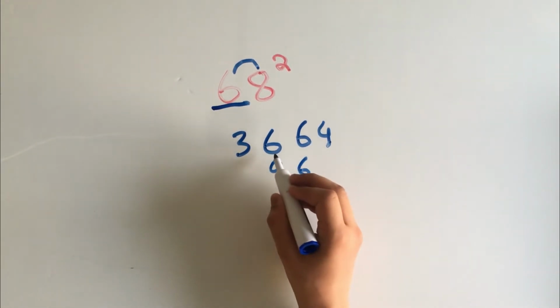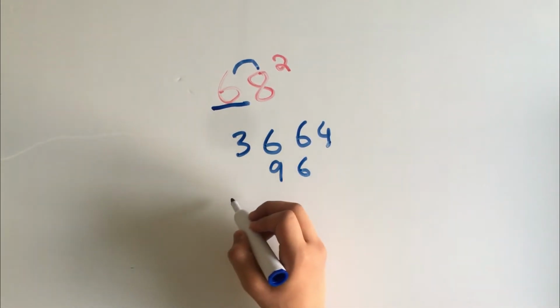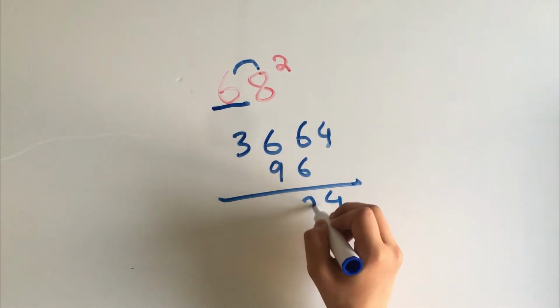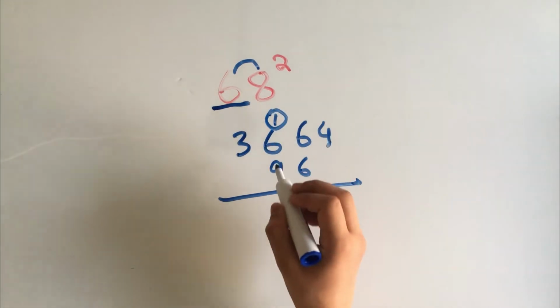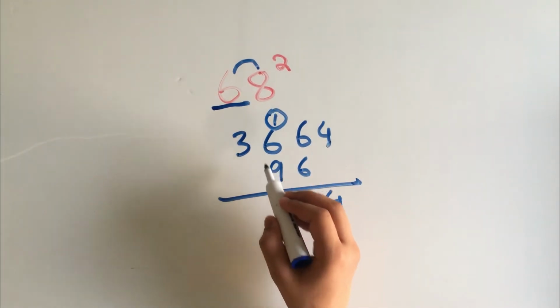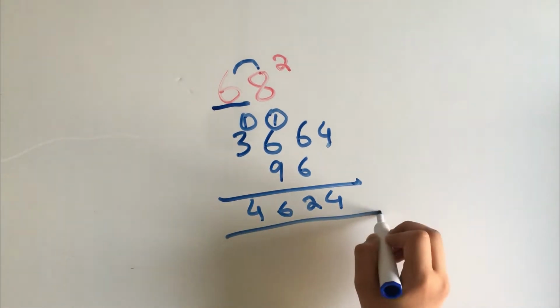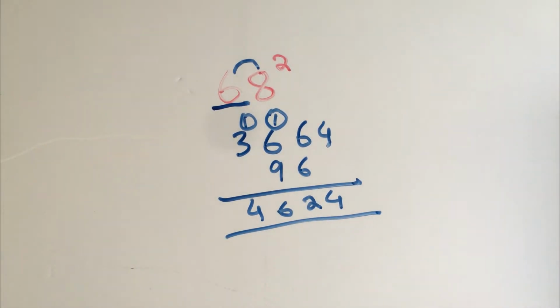We write it below the second and the third digit. And then we add these all up. We get 4, 12, 1 carried over. 9 plus 6 is 15, plus 1 is 16, and 4. We get 4,624. So using our calculators, let's do 68 squared. We get 4,624. And that's it.